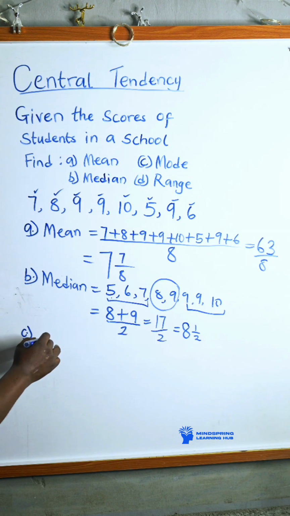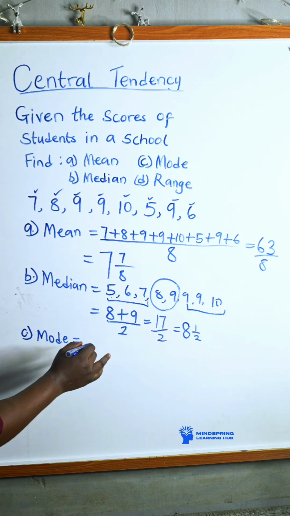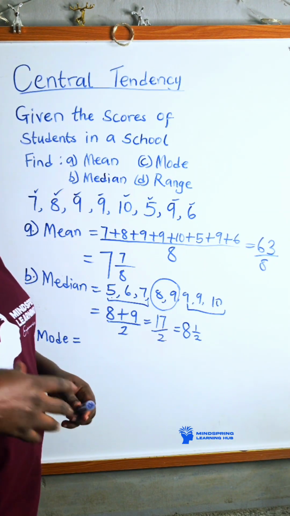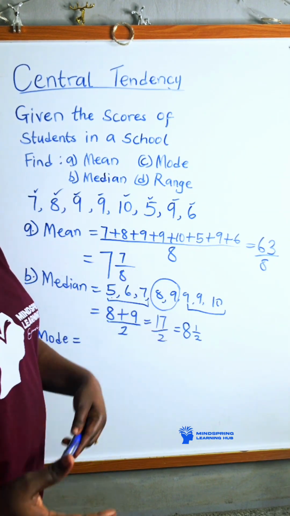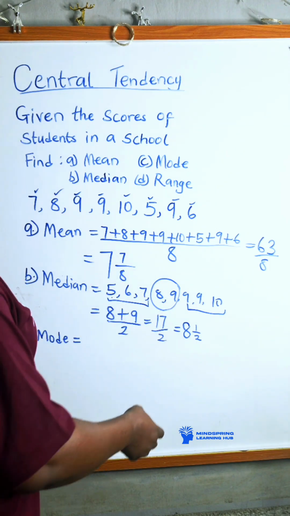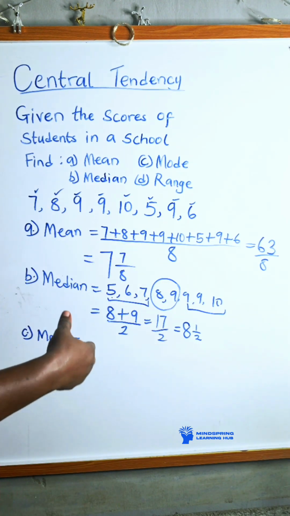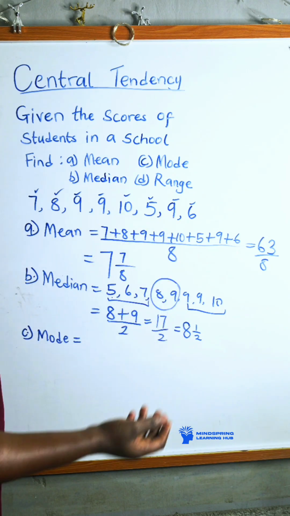Let's go to mode. What is the meaning of mode? Mode is the number or the value or the object that occurs most. So in this case, we want to talk about mode as the score that they keep getting. Many of them got that score.